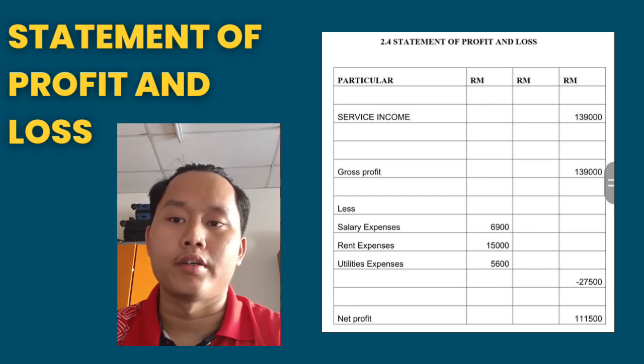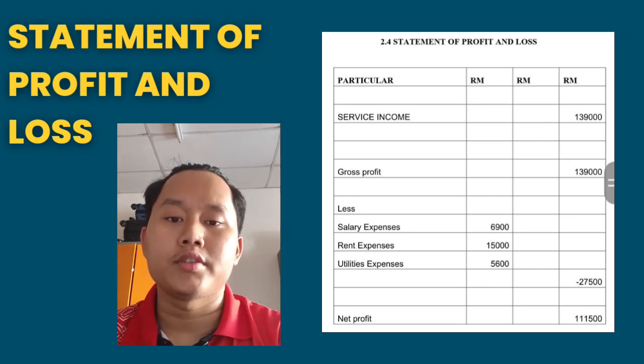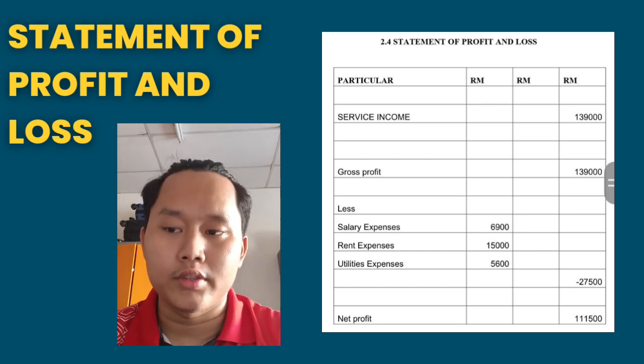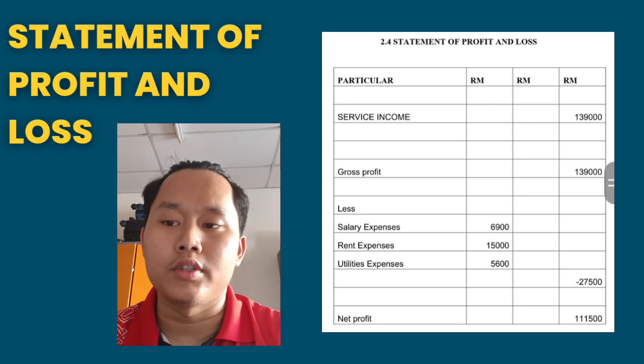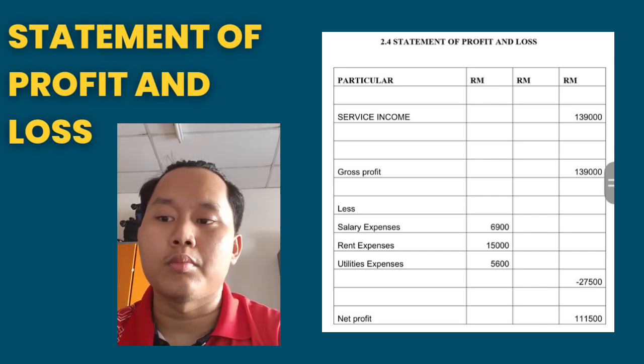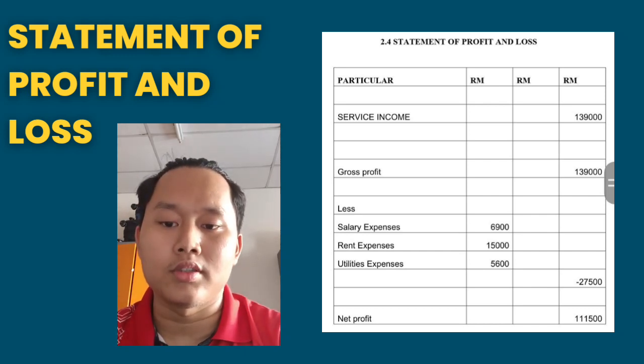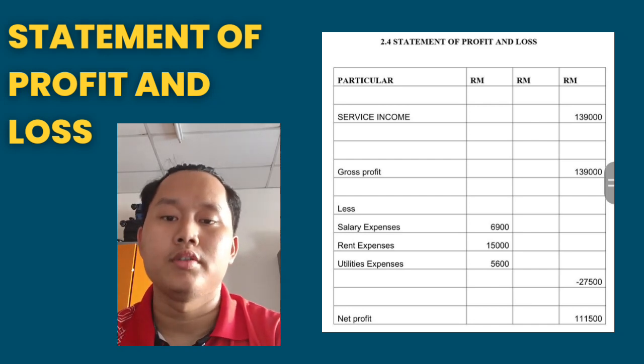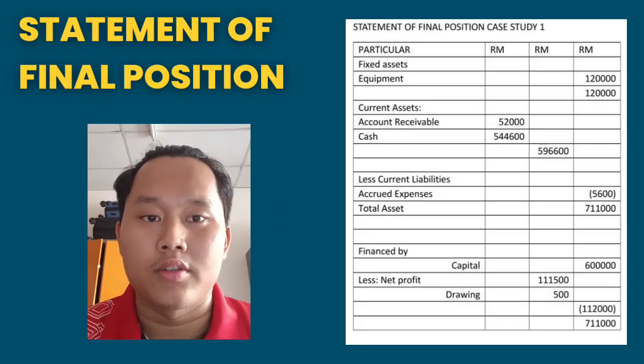That is the statement of profit and loss. In the particular RM, service income is 139,000. The gross profit is 139,000 less salary expenses, rent expenses, and utilities expenses, and the total of these expenses is 27,500. And the net profit, after gross profit minus the expenses, is 111,500. That's all.